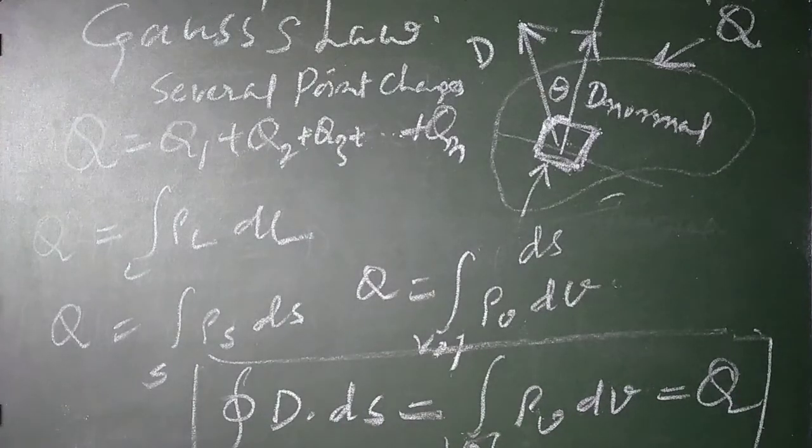This equation is also known as a Maxwell's equation. The total flux inside any closed loop is equal to the charge enclosed in that.